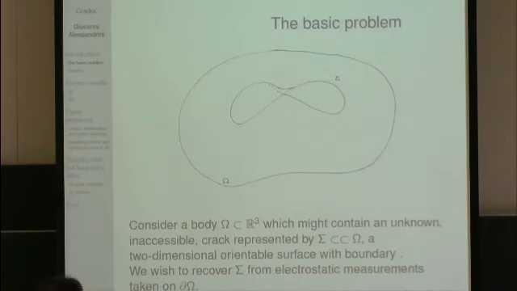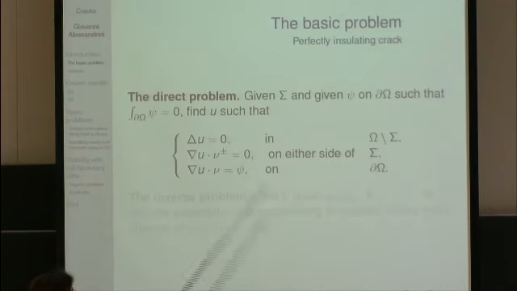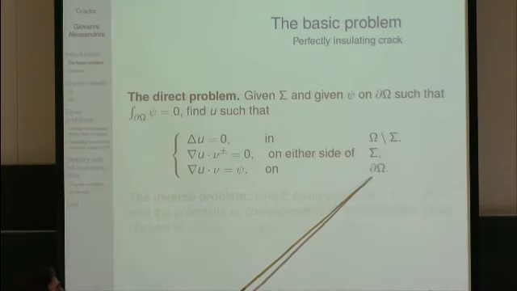So the direct problem in its most elementary setting can be as follows. We have an electrostatic potential which is harmonic into the body, except that on the crack it has zero flux on the two sides of the crack. Of course, here nu plus, nu minus denote the unit normals pointing to the outsides of the crack on the two sides. And for instance, a current density is prescribed on the exterior boundary of the body.